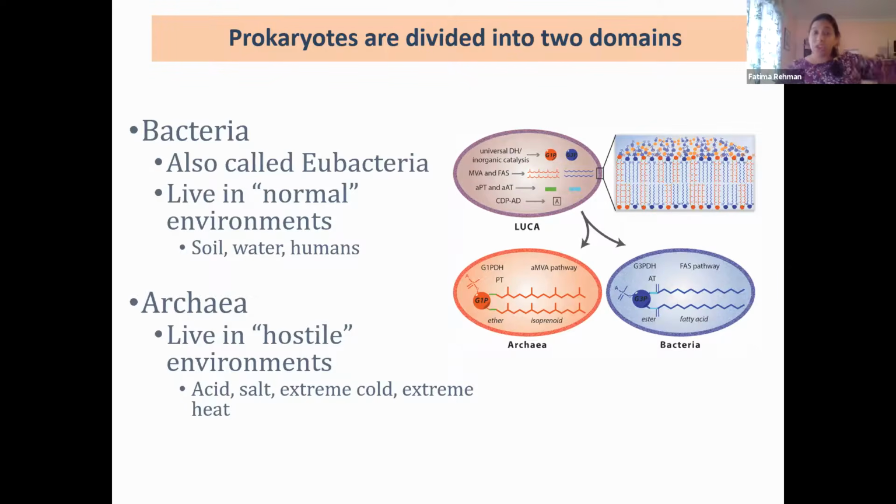So they can live in acidic environments, extreme cold, extreme heat. You can see them in Antarctica. You can see them in salt mines. You can see them in hot springs. That's the biggest difference between them. And it is because of the way they metabolize and the way their membranes are structured that they can do that.